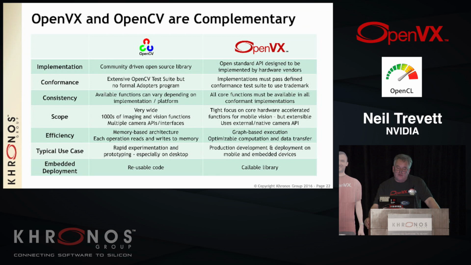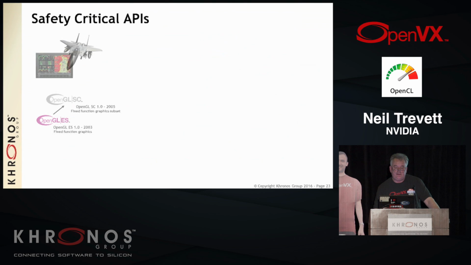So there's no rules, but of course, often we find that OpenCV is used for rapid experimentation, and OpenVX is intended more for production deployment on mobile and embedded devices. It's a callable library that is suited for production deployment in real devices. And that kind of feeds into the last point, I think, which is safety critical.